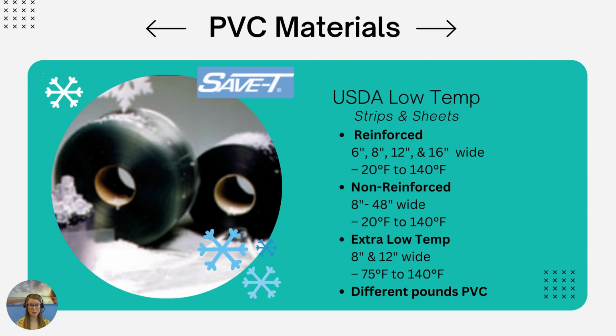Now, we just talked about that USDA low temperature double rib strip, let's focus on just the plain strips and sheets that are USDA low temperature rated. Now, the USDA material is made up of compounds that meet the federal requirements for incidental contact with any meat, poultry, or dairy products.